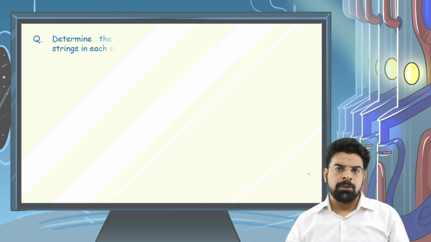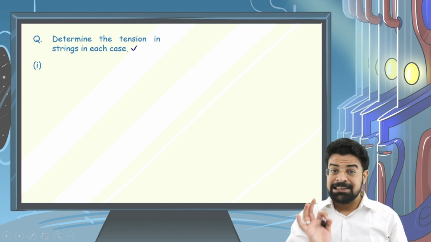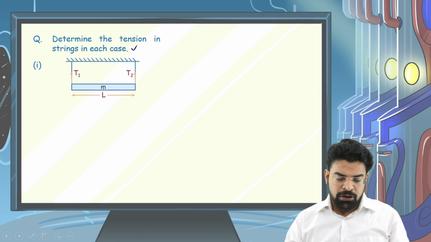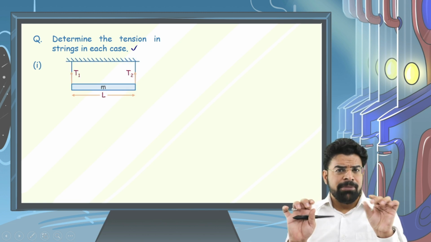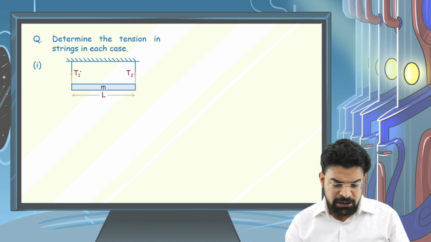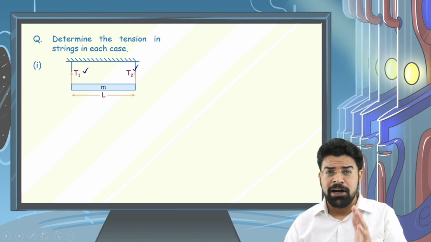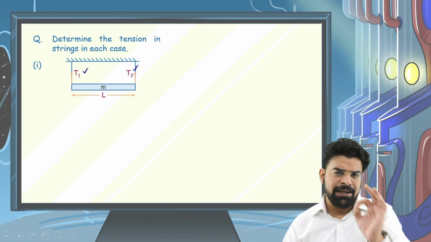So let's do some more important questions on mechanical equilibrium. The first question: determine the tension in the strings in each case. In the first case, there is a rod of mass m and length L, and at both the ends we have placed two strings. The tensions in both the strings are T1 and T2, and we need to find both of them. So how to find T1 and T2?